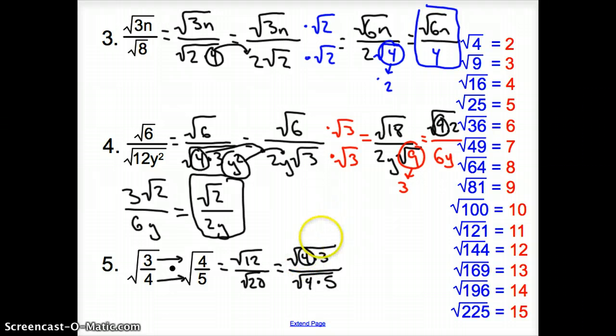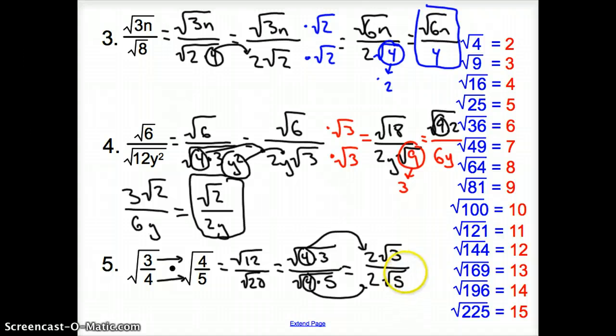On top, when I pull the 4 out of the square root, it turns into a 2 times the square root of 3, and that's going to be over, I'm taking this 4 out, it's going to be 2 square root 5. Can I have a square root of 5 on the bottom? No, you cannot have a square root on the bottom. So I'm going to multiply both sides, or top and bottom, by the square root of 5.